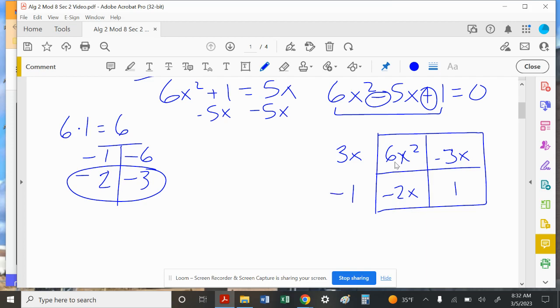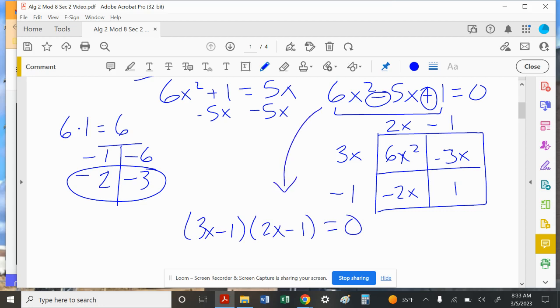Then we go up. What's common to 6 and 2? That would be a 2 and an x. What's common to the 3 and the 1? That would just be 1. And because this is negative, this would also be negative. So this factors down to 3x minus 1 times 2x minus 1. And that equals 0. So we are just rewriting that equation there.